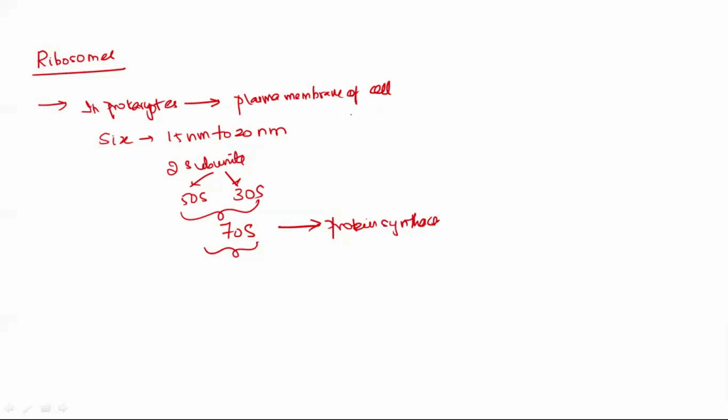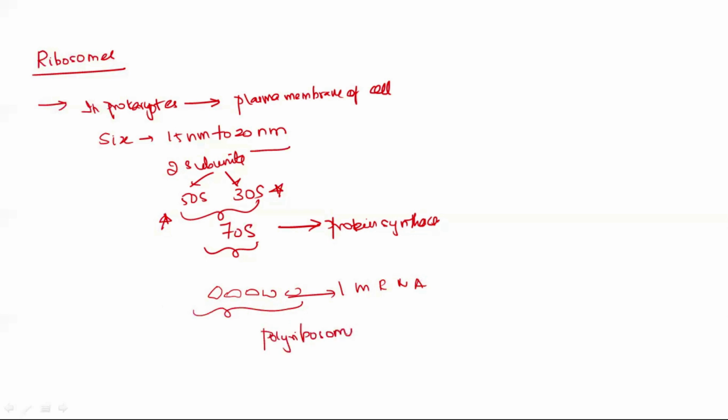So let's get back to the topic. We were talking about ribosomes, that in prokaryotes they are associated with the plasma membrane of the cell, they are 15 to 20 nanometers in size, and they have two subunits, 50S and 30S. Together they form 70S, and they are the site for protein synthesis. And let me tell you something interesting. Several ribosomes attach to a single mRNA, and this chain of several ribosomes attached together is called polyribosomes or polysome.